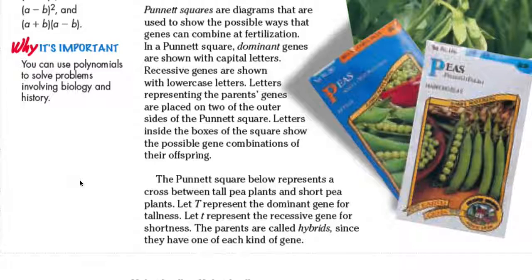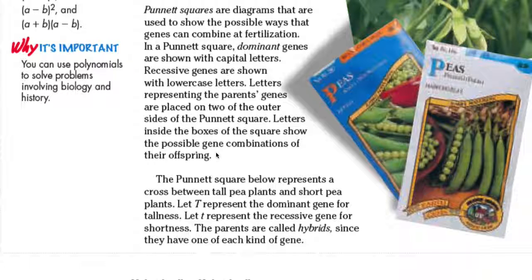Punnett squares are diagrams that are used to show possible ways that genes can combine at fertilization. We studied this last year in seventh grade, talking about Mendelian genetics. So in a Punnett square, dominant genes are shown with capital letters. Recessive genes are shown with lowercase letters. Letters representing the parent's genes are placed on two of the outer sides of the Punnett square. Inside the boxes of the square show the possible gene combinations of their offspring.